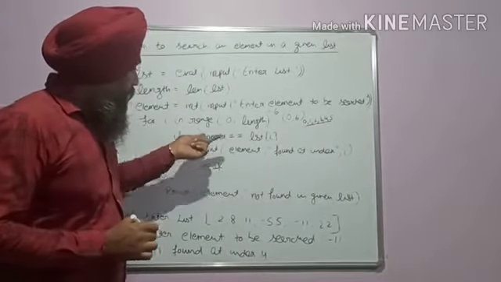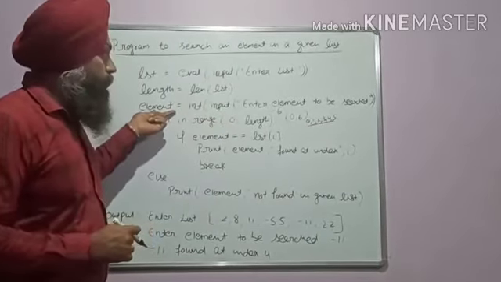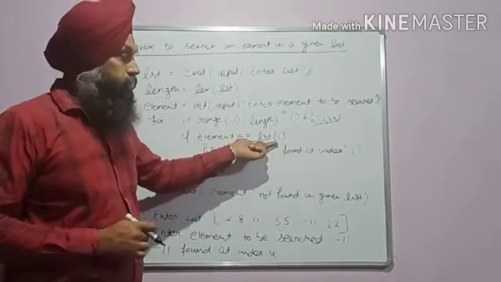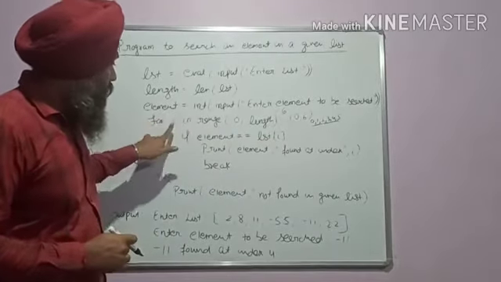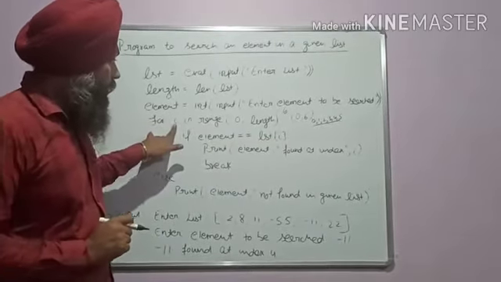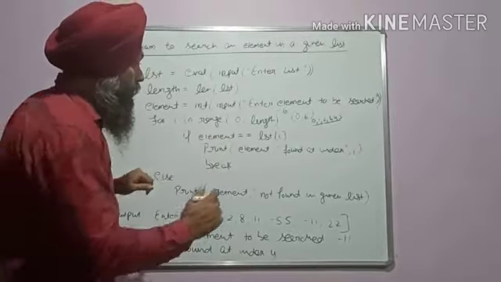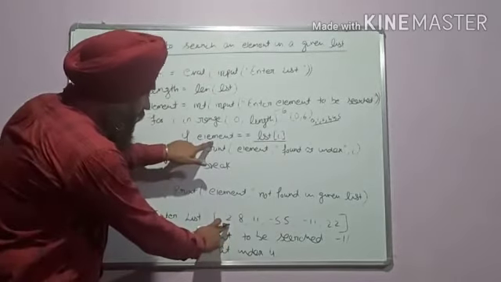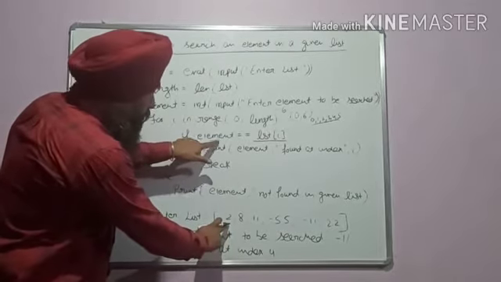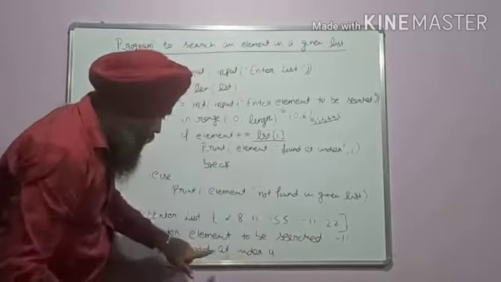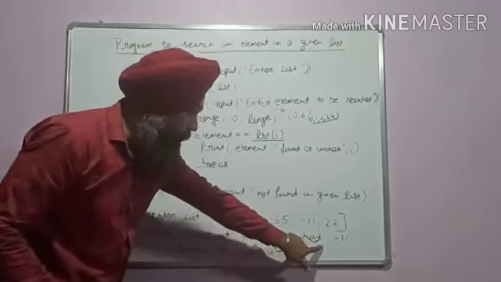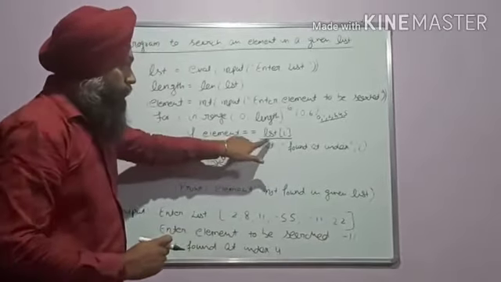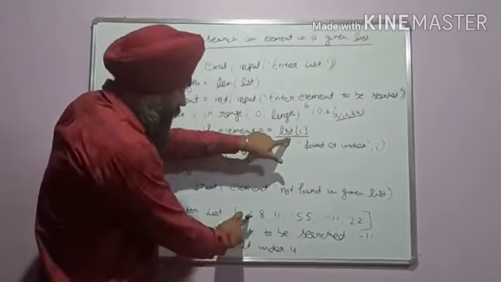Now we will compare the value of this element which we want to search with every element of the list with the help of the for loop. For the first time, the value of i will be 0. So list[0] means the first element of the list. The element which we want to search is -11. So we will compare this element with the first element of the list.